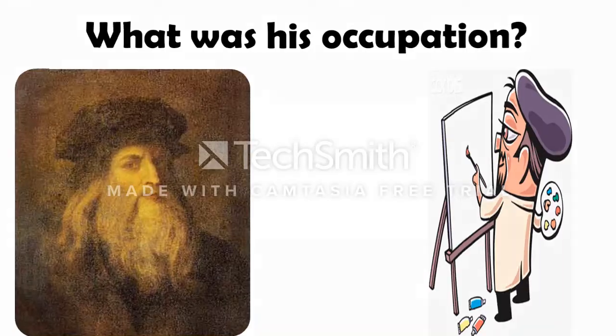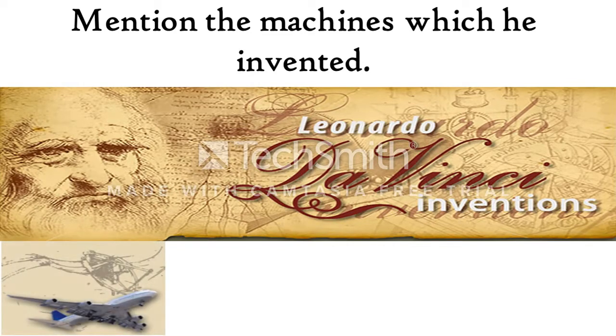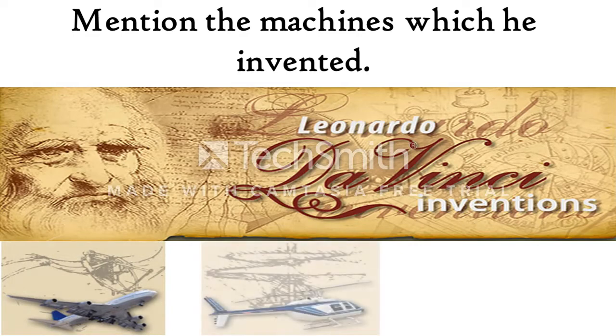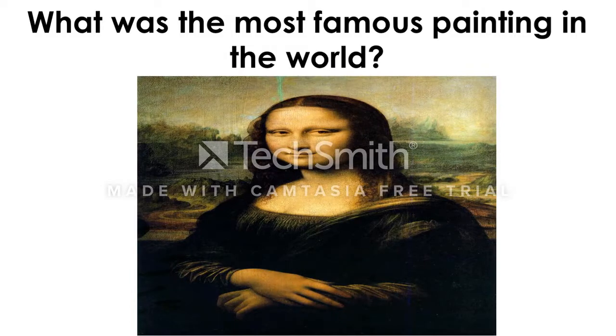So, mention the machines which he invented. He invented the airplane, the submarine, and he also painted the Mona Lisa. What was the most famous painting in the world? The Mona Lisa. This is the picture of the Mona Lisa, the famous painting in the world.